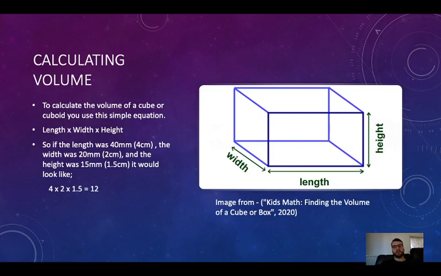It's going to be 4 times 2 times 1.5. I've done it in centimeters to make it a bit simpler for this equation. So that gives you 12 centimeters cubed. The way to imagine that is you're going to have 12 little 1 centimeter by 1 centimeter by 1 centimeter cubes that would fit inside this shape here.